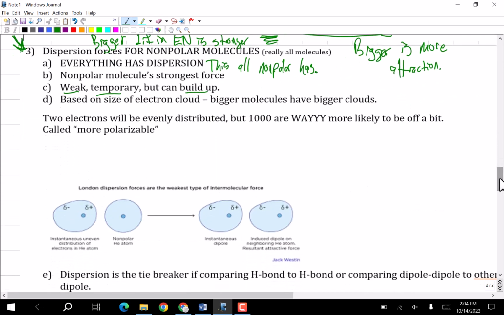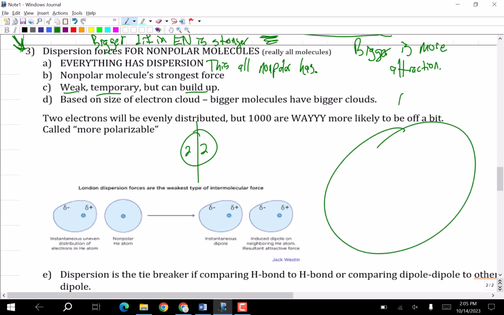Okay? Bigger molecules have bigger clouds. So let's start with this. If I have an electron cloud and I have 4 electrons, it's probably likely that I'll have 2 electrons on one side and 2 electrons on the other. Okay? But if I have an enormous electron cloud, and say I have 1,000 electrons, one side will probably be something like 490 for an instant, and this side will be 510 for an instant.